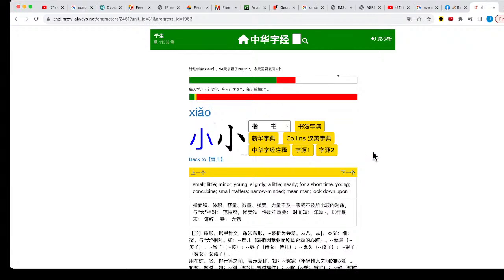Now 小, okay? 小 means small, little, minor, okay? Just tiny. And then it also means young, and slightly, little bit, nearly, all these things. And for a short period of time, okay? So anything that is small and young, you can use 小. And then it also refers to a young concubine, okay?